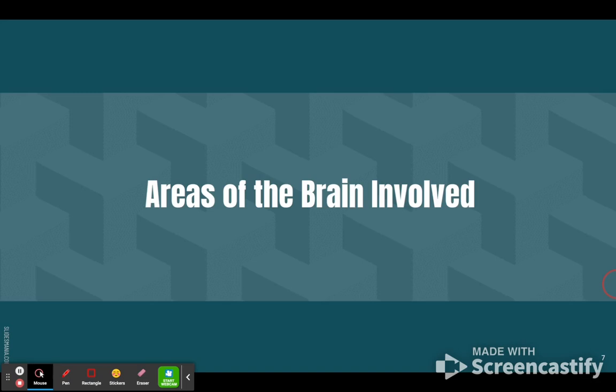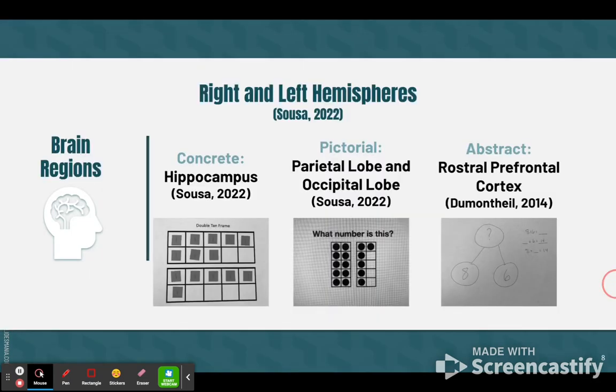So here are the areas of the brain involved with CPA. The first thing is to say that some people tend to believe that math is only for the left brain. However, as David Sousa stated in our book, we actually use both hemispheres to do specific mathematical tasks. The right is for visual and spatial, such as geometry, and the left is more analytical, used for arithmetic operations.